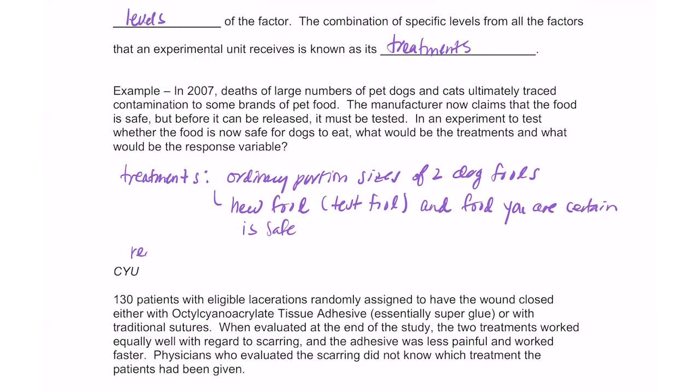And then the response, remember, is what you're actually measuring. So, one way to measure the results is probably through a veterinarian's assessment of the health of the test animals. So that's probably through blood work or something like that.